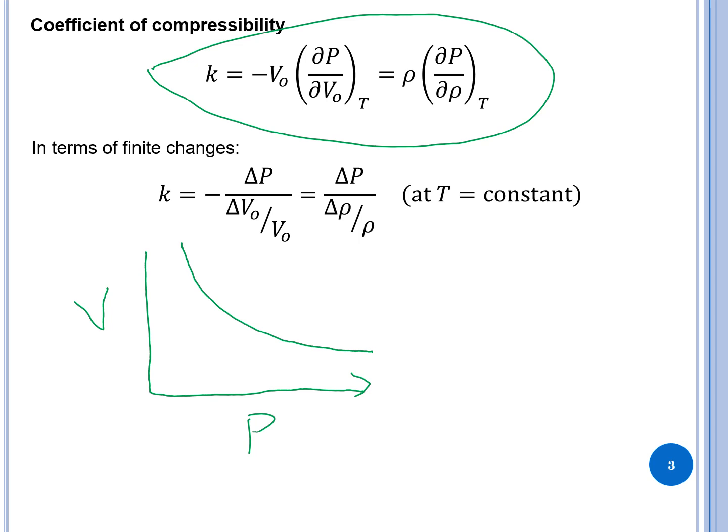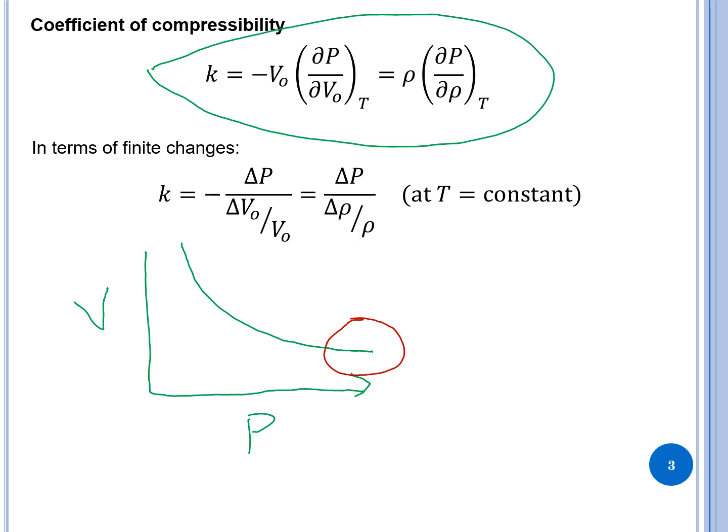Now if you look at here, it is not going to 0. Why? Because you keep on compressing. After some time, very high variation in pressure is required to change the volume. And the relationship between pressure and volume is not linear. Now you have the slope of this line which is changing.